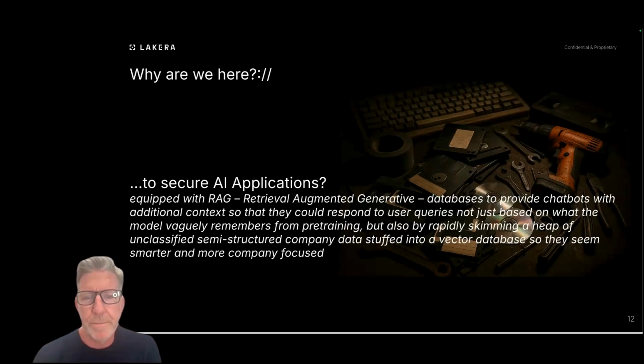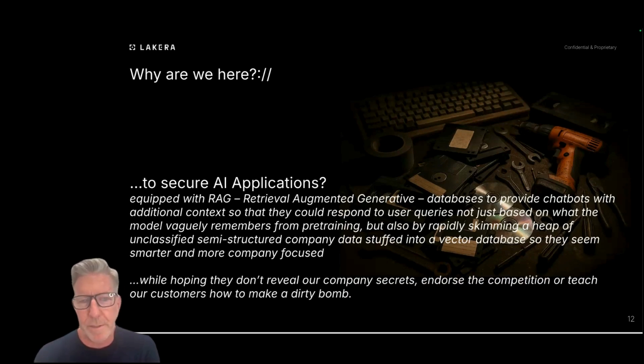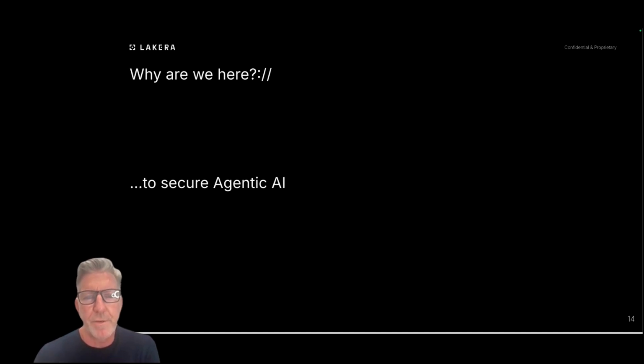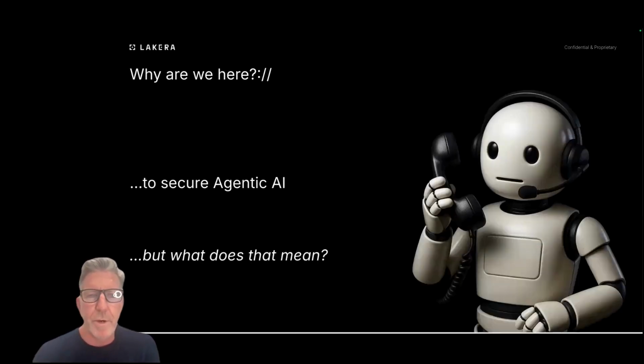Is it clear now? Sort of clear. Oh, one other thing. While hoping they don't reveal our company secrets, endorse the competition, or teach our customers how to make a dirty bomb. That is an AI application. But we also stopped saying that somewhere around August 2024. And now we've all jumped on the train to say we're securing agentic AI. Well, whatever. That's even more confusing, but that seems to be what we're doing at the moment.